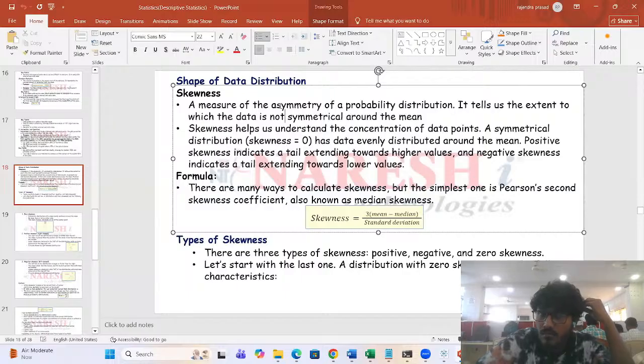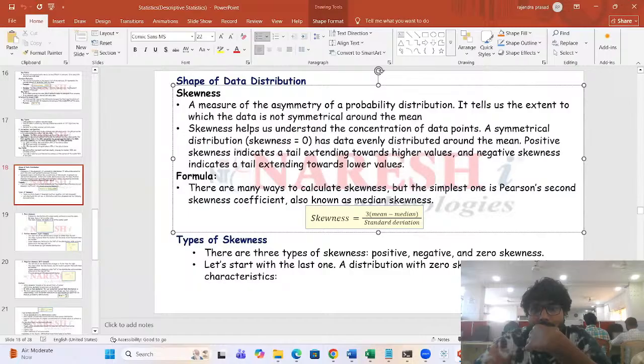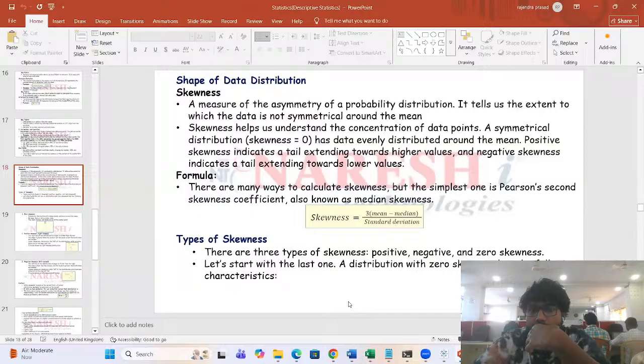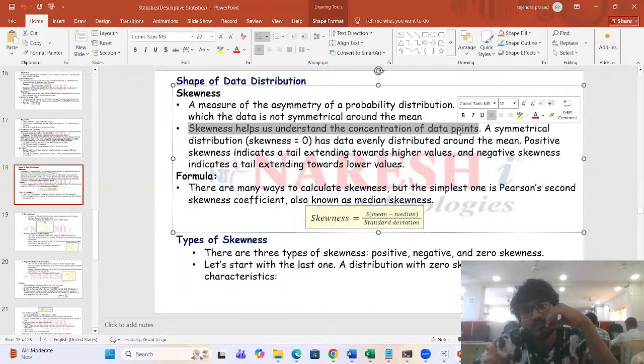It tells us the extent to which the data is not symmetrical around the mean. It means how far the data are spread towards the left side and right side from the central point is explained by the skewness. Don't worry, I already have those images in this PPT, and I'll explain them. Skewness helps us to understand the concentration of the data points around the mean. So when the data is normally distributed, when the data is symmetrical, the skewness value is 0, and you can say that the data is symmetric in nature and normal.